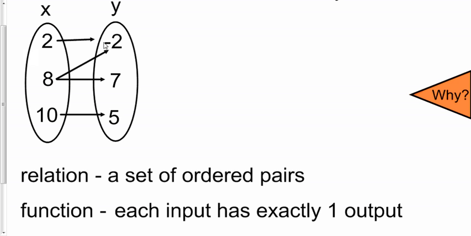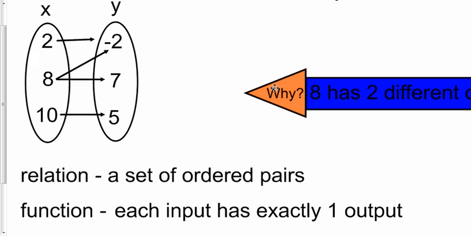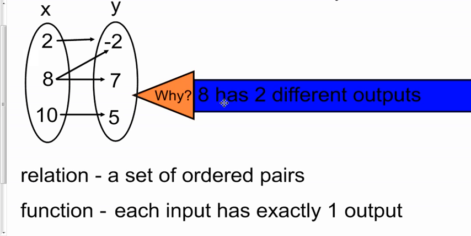This 2 has an output of -2. This 8 has an output of -2. This 8 also has an output of 7, and that's where our issue is right there. That's what's causing this problem. So is this relation a function? No, because 8 has two different outputs. If it was a function, every single input would have one output.